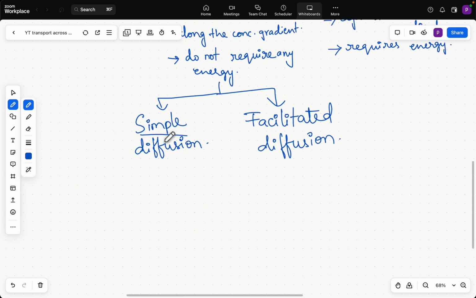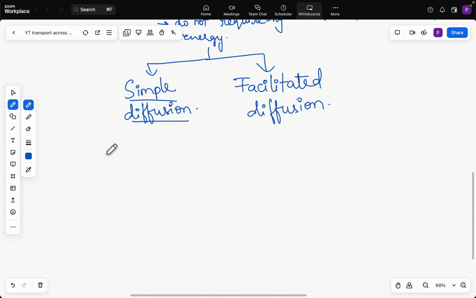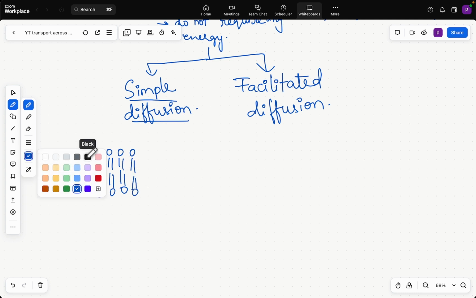When you talk about simple diffusion, it happens along the membrane without the help of any protein, right? So you can see there are very small gaps in between the phospholipid bilayer, right? This is the gap. I'll just show you. This is the gap, right? So whatever molecules are able to pass through this gap, right, and they are going from higher concentration to lower concentration, you will call it a simple diffusion. Let us take an example of this.